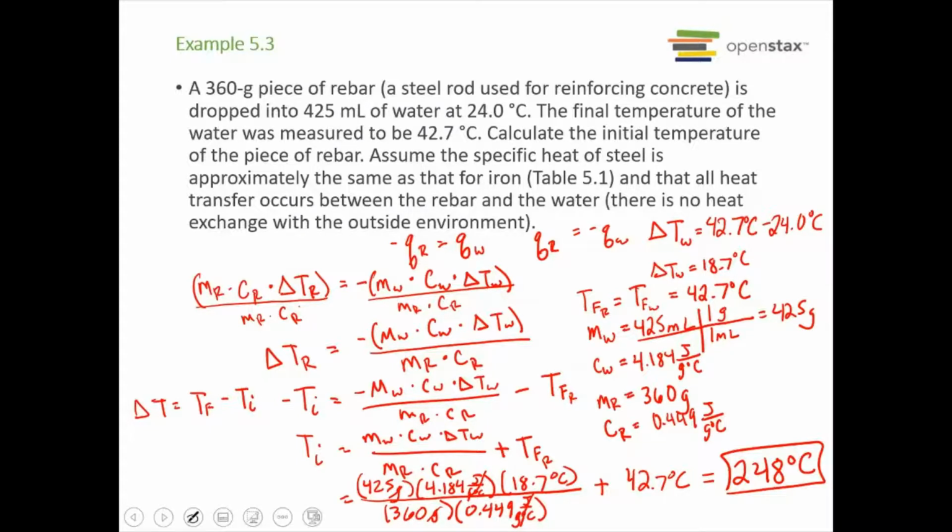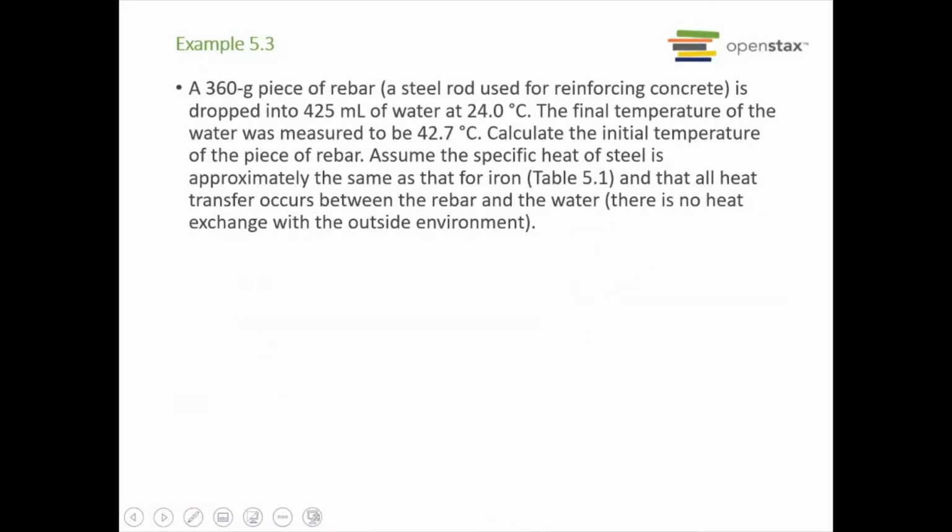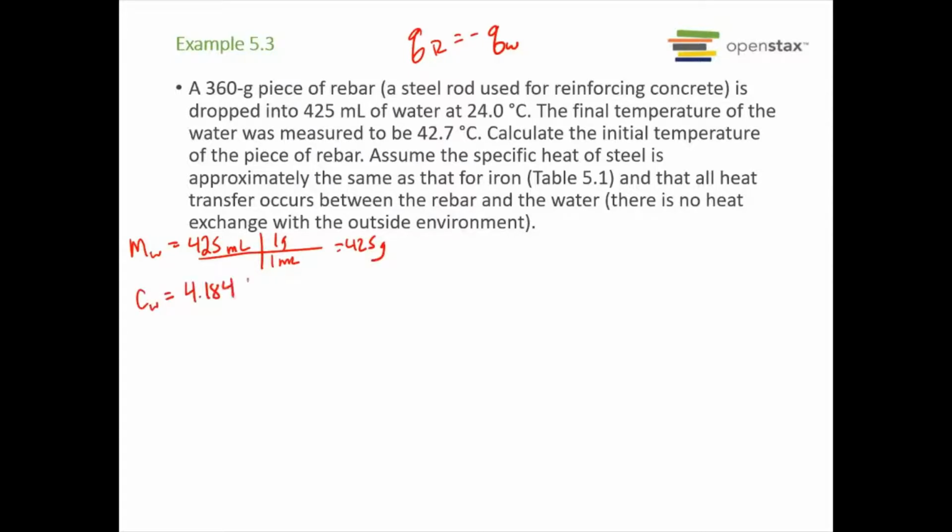I'm just going to go ahead and clear the ink on the slide and kind of start over. You do know, same thing, that Q of the rebar is equal to the negative Q of the water. And you can first solve for the Q of water, because maybe it's a little easier that way. You write down what we know, and we're automatically told the mass of the water. We can figure that out from the volume, 425 milliliters, 1 gram per milliliter, 425 grams. We know the specific heat of the water is 4.184 joules per gram degree Celsius.